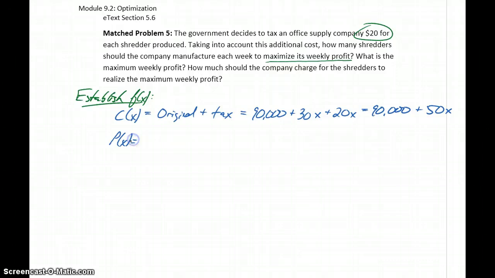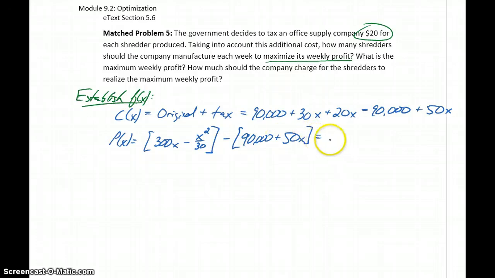This means that our profit function, which is still going to be revenue minus cost, is 300x minus x squared over 30 minus 90,000 plus 50x, or minus that quantity 90,000 plus 50x. So combining our like terms, we'll end up with the simplified expression negative x squared over 30 plus 250x minus 90,000.